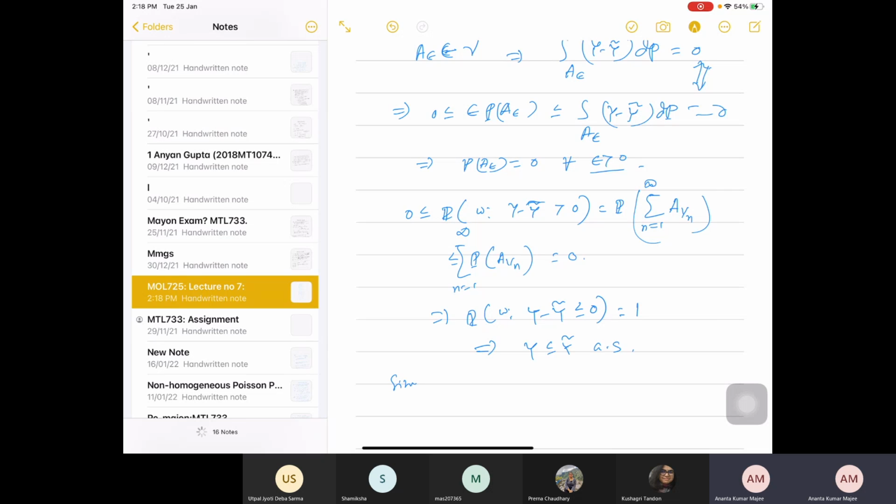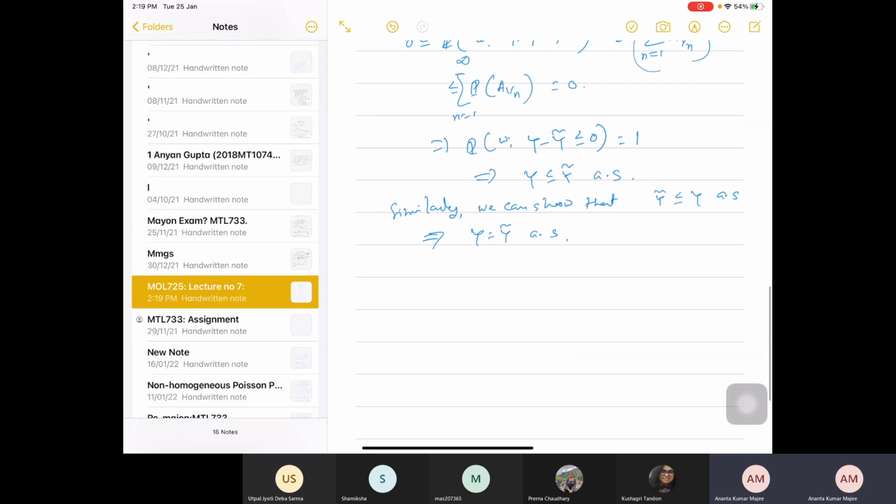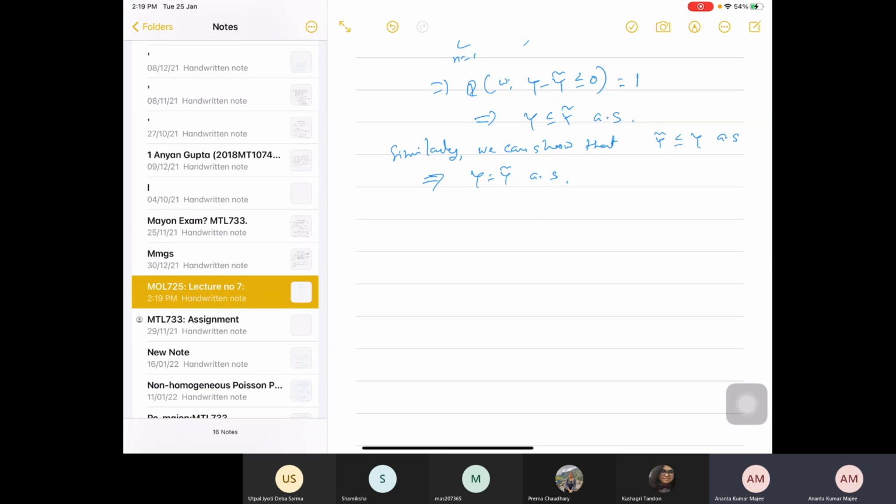So in the same way, you can just switch y and y tilde. So similarly, we can show that y tilde is less than or equal to y almost surely. So this gives that y is equal to y tilde almost surely. Okay. This gives the uniqueness. Let us prove the existence.